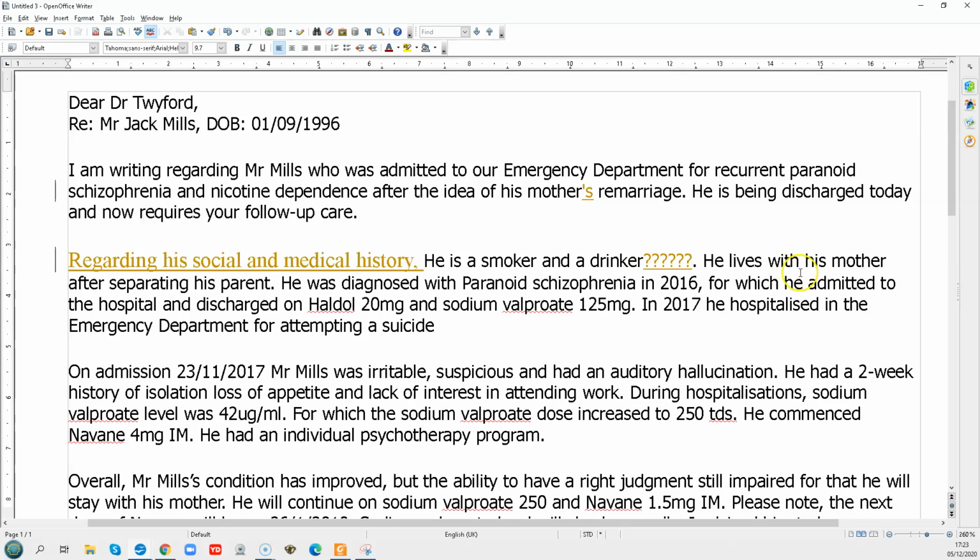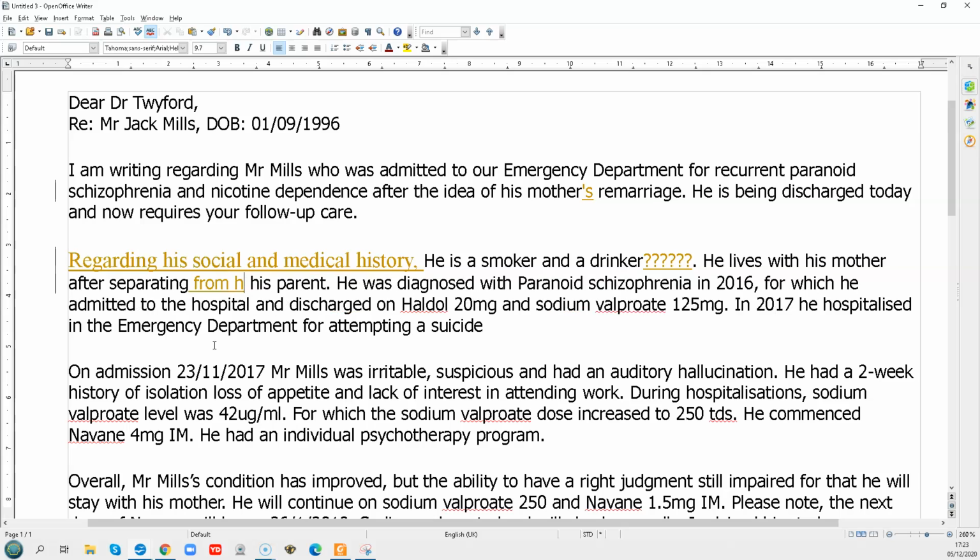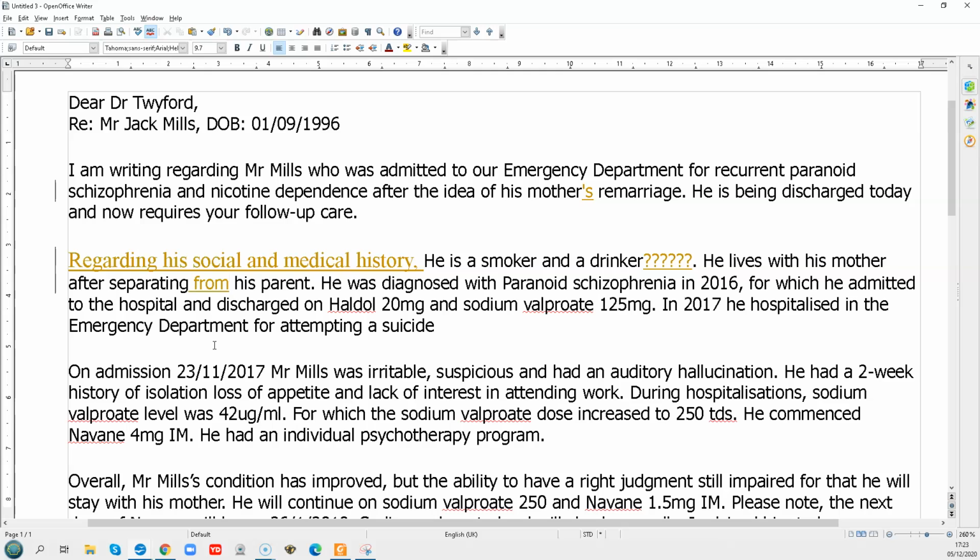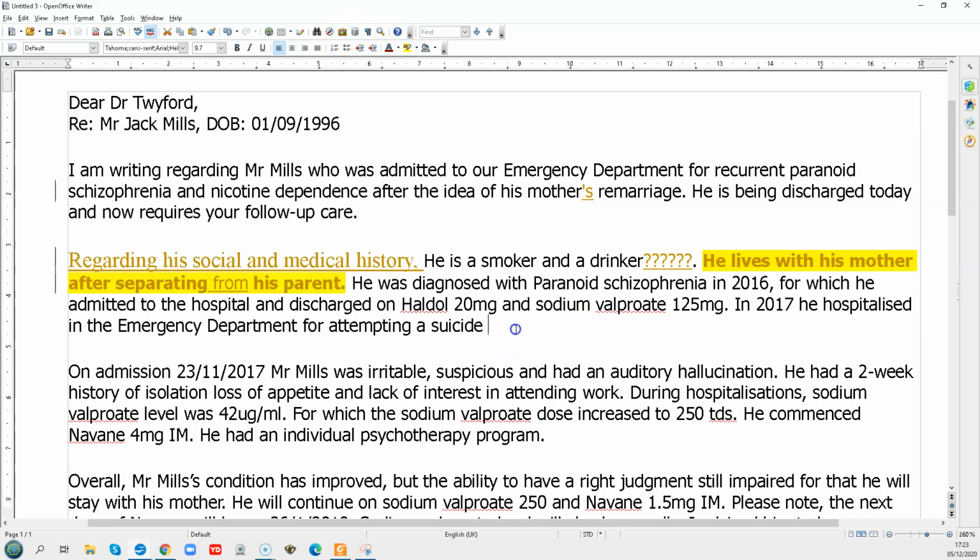Now, how can he live with his mother after separating his parent? And what does that mean? After separating from his parents? But he's living with one of his parents. So this makes no sense at all. How can he separate from... So what, after his parents' separation, I think you might mean. But what you've put here makes no sense at all.